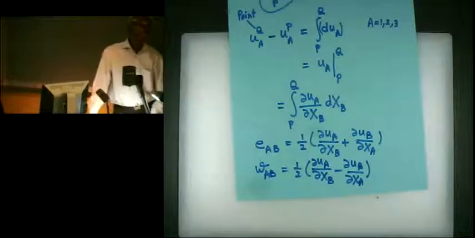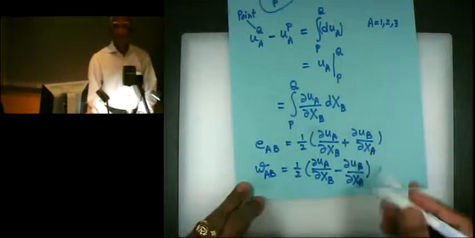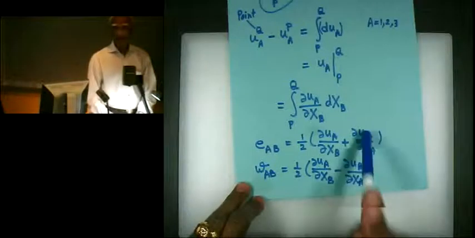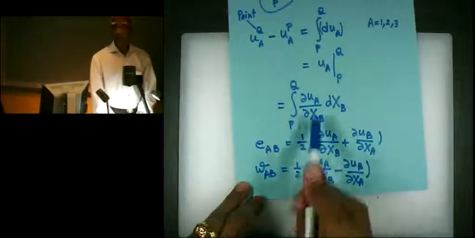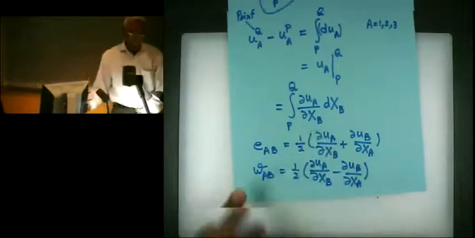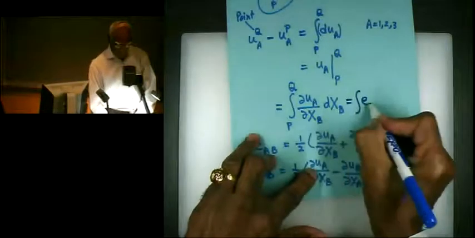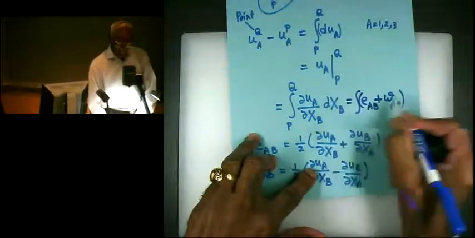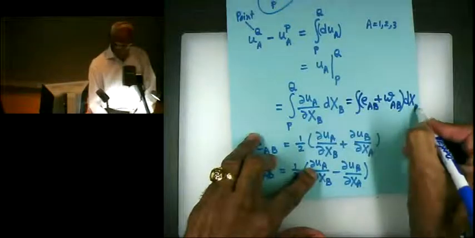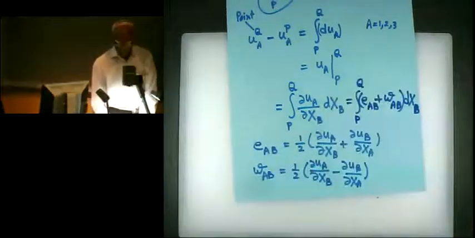If you add these two up, what do we get? Add these two up. So this term will cancel with that. Half and half will give us 1. So delta UA over delta XB. So this thing is EAB plus omega AB dxB, and we are integrating from point P to Q. This blob is B.